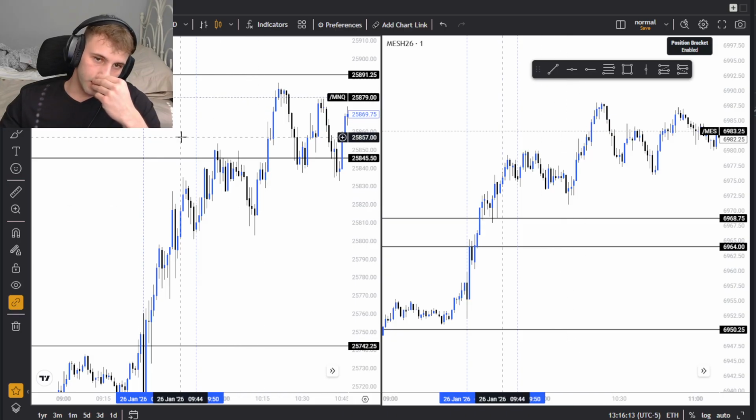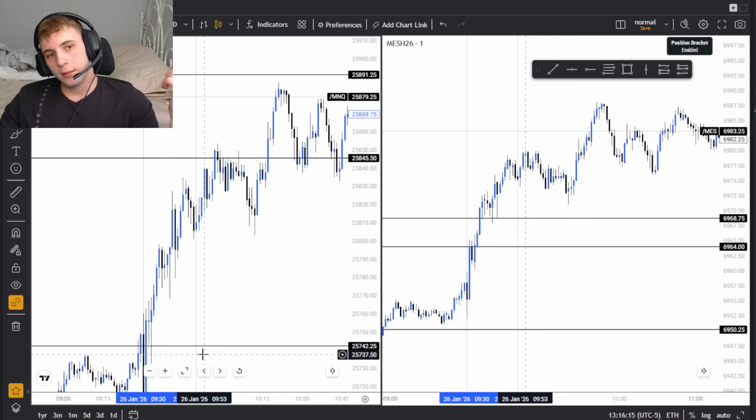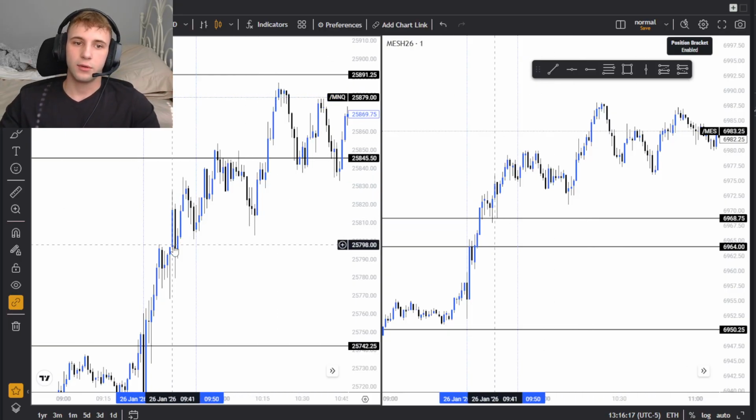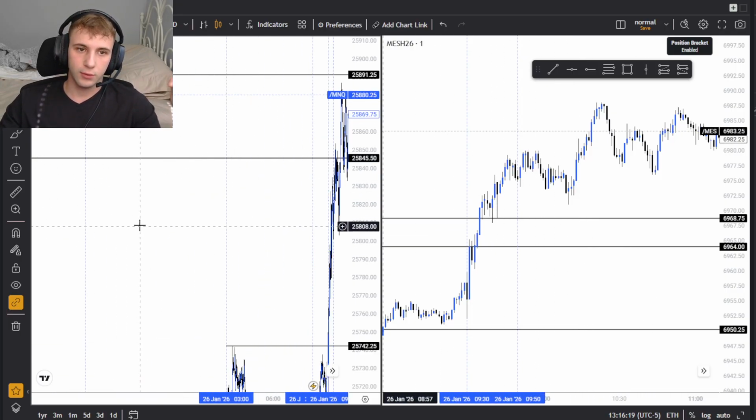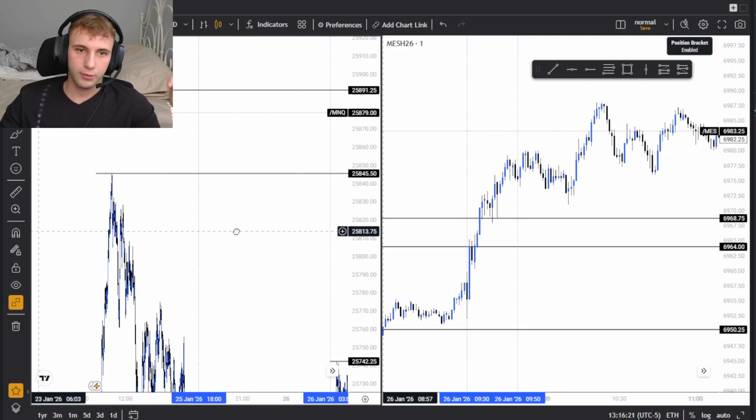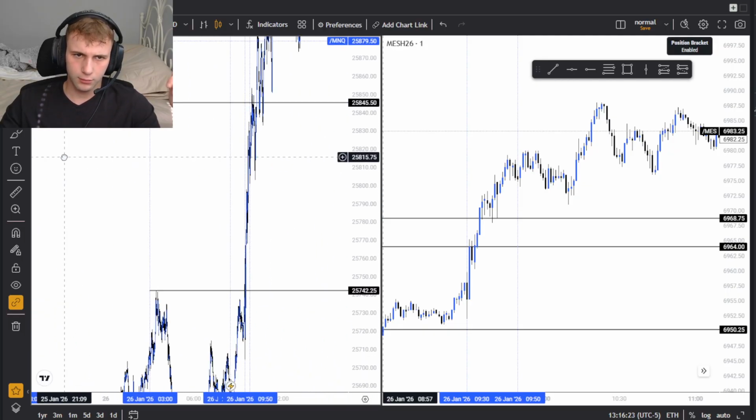What we're going to end up doing is we're going to definitely take out all of these highs, right? Even if we take out this first, what is this? Previous session high, right?